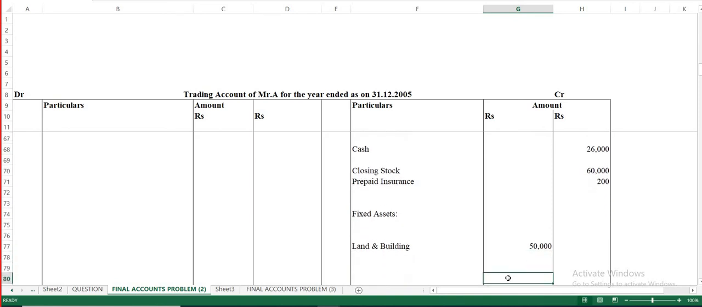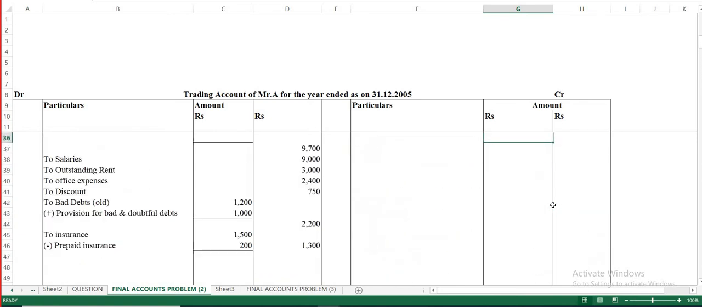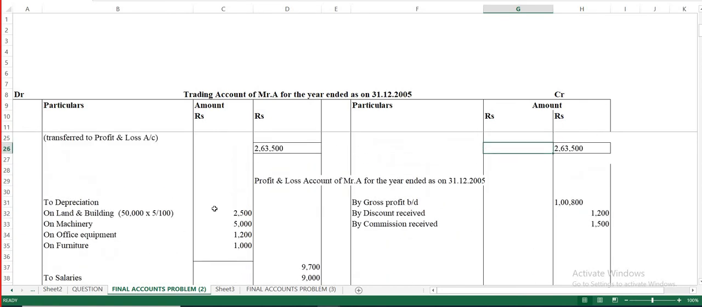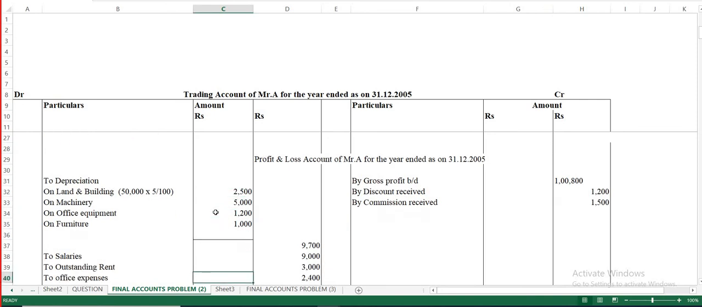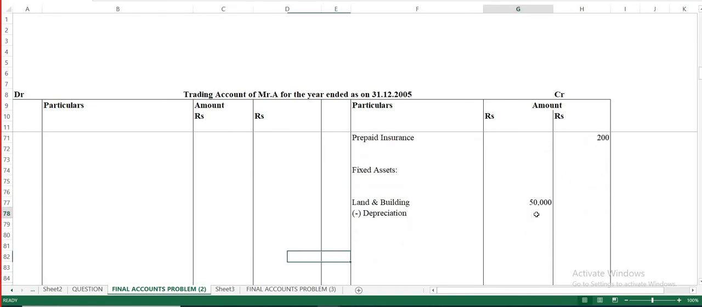So after that you have to give depreciation for that. Minus depreciation. Whatever that amount, already while preparing the profit and loss account we would have given that amount. We can copy that same amount. Land and building depreciation, if you see, 2,500. Already we have given in the profit and loss account. You can use that amount itself. No need to calculate every now and then. So just subtract 50,000 and 2,500. So we will be getting 47,500.